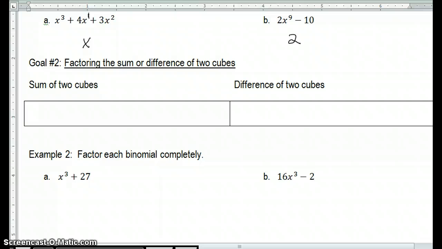Alright, now we're going to factor. Factoring the sum or difference of two cubes. Sum of two cubes, difference of two cubes. Now, we have factored the difference of two squares and found that the sum of two squares wouldn't factor, but in this case the sum of two cubes or the difference of two cubes will.